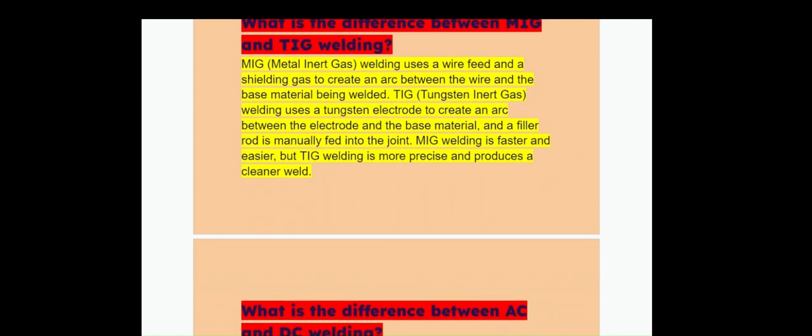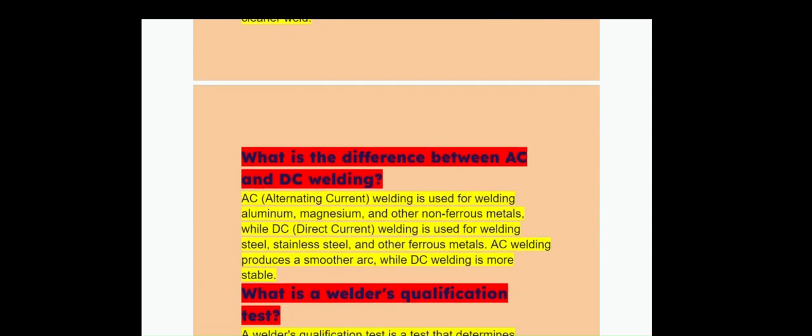What is the difference between MIG and TIG welding? MIG, metal inert gas, welding uses a wire feed and a shielding gas to create an arc between the wire and the base material being welded. TIG, tungsten inert gas, welding uses a tungsten electrode to create an arc between the electrode and the base material, and a filler rod is manually fed into the joint. MIG welding is faster and easier, but TIG welding is more precise and produces a cleaner weld.